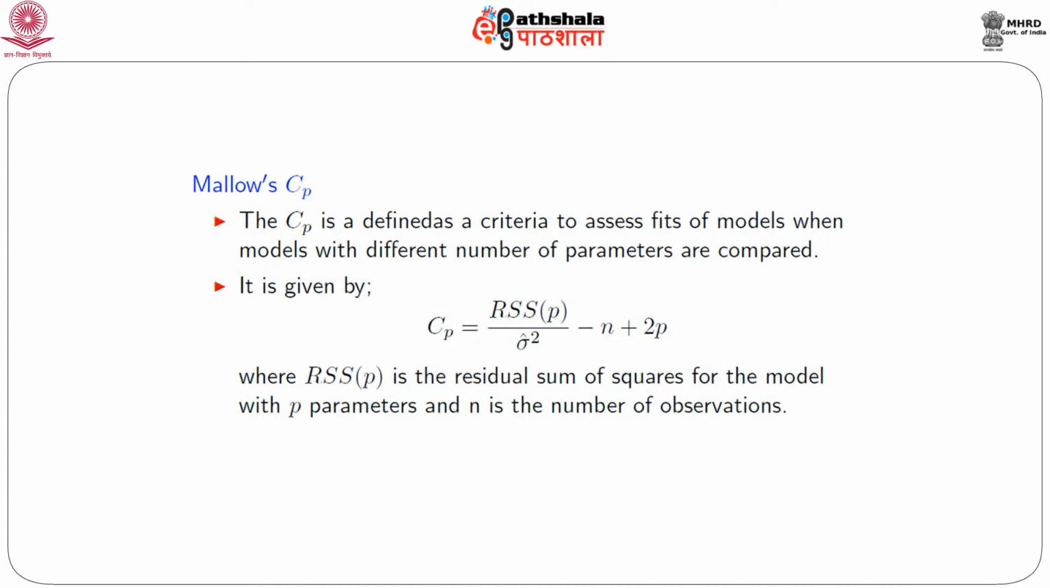The CP of Mallows-CP criteria is defined as a criteria to assess fits of models when models with different numbers of parameters are compared. The mathematical form of the CP is given by RSS_p divided by sigma hat square, minus n plus 2p, where RSS_p denotes the residual sum of square from a model with p number of predictor variables, n is the number of observations, and sigma hat square is the error sum of squares.